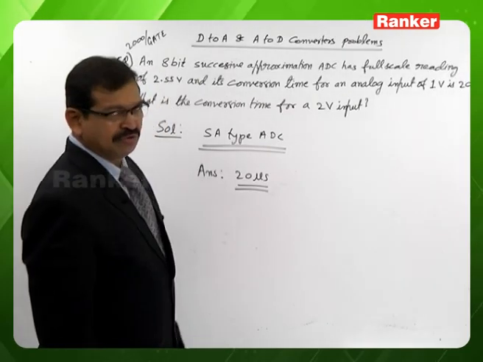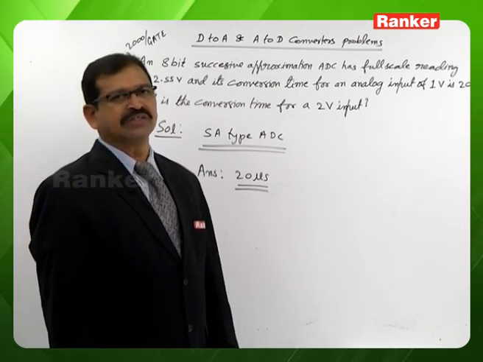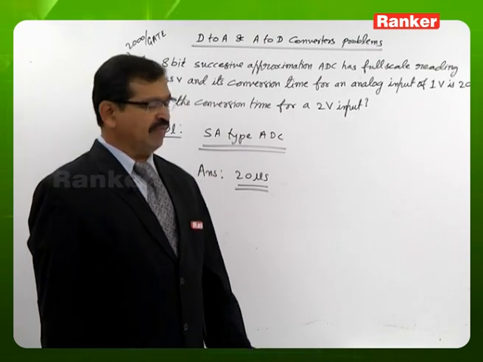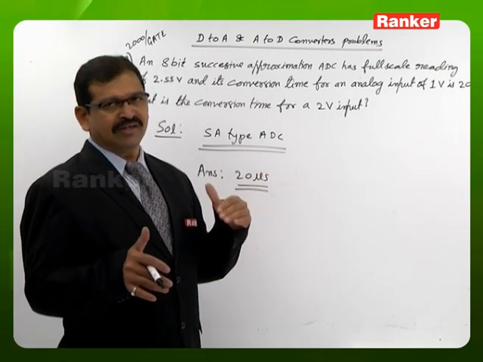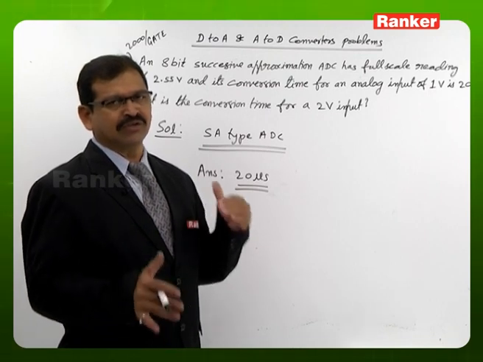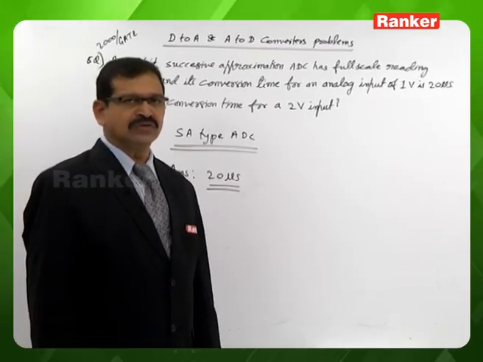The conversion time is uniform for any analog input. For the case of a successive approximation type of analog to digital converter, as long as it is within the range, the digital readout may be anything, the conversion time must be the same. Hence, the answer is 20 microseconds.